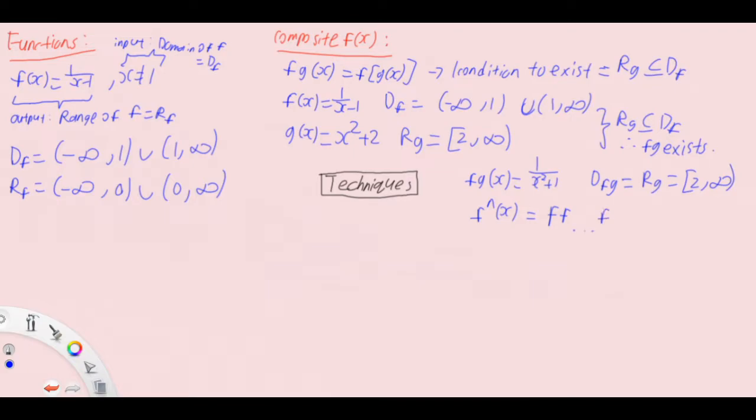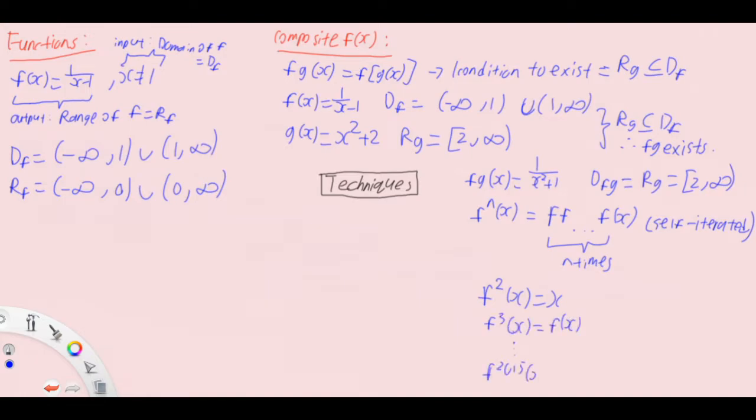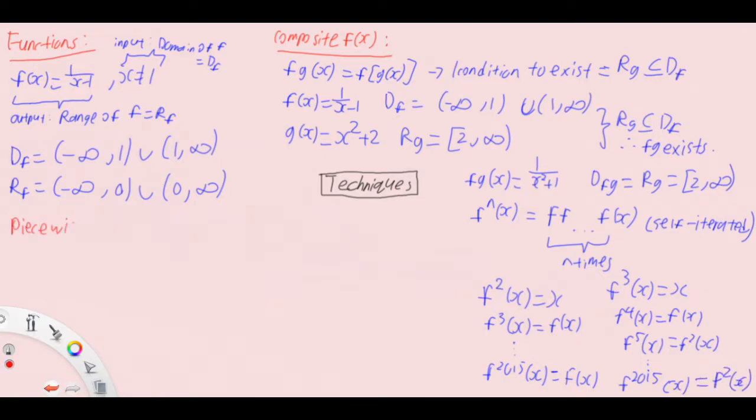We then have self-composite functions, where f to the power n of x is simply applying f n times, and this is called the self-iterated function. And there are some patterns actually. So let's say we have f^2(x) = x, then f^3(x) will simply be f(x), and f^2015(x) is simply f(x). Similarly, if we have f^3(x) = x, we have f^4(x) = f(x), f^5(x) = f^2(x), and for f^2015, we know that the remainder is simply 2, therefore f^2(x).